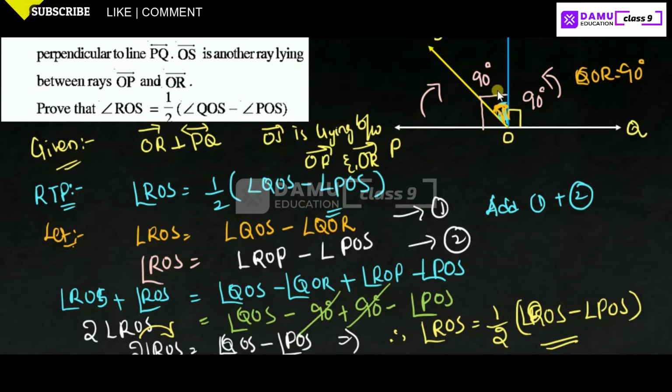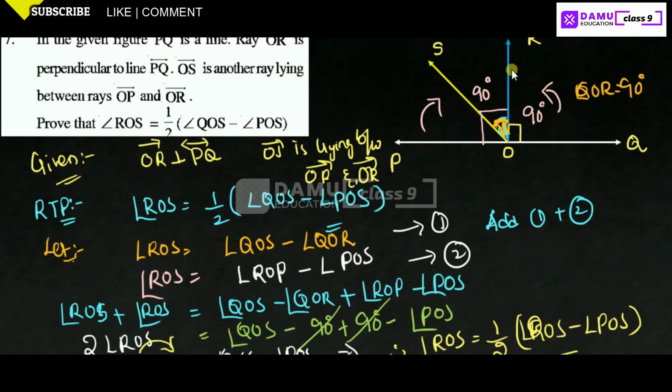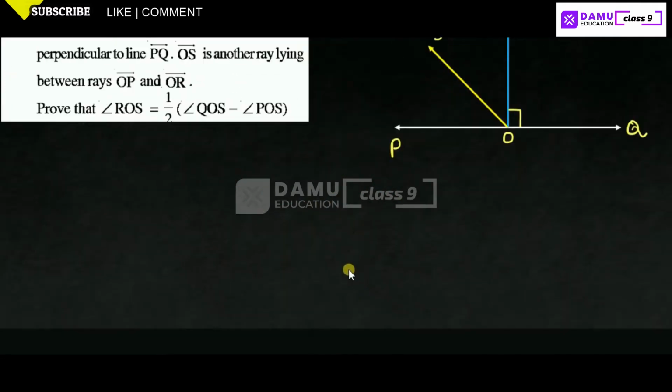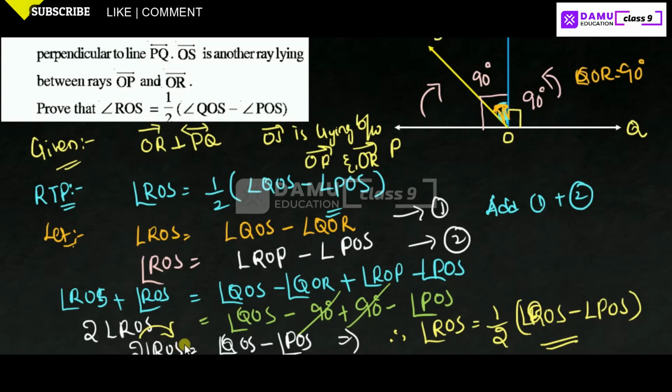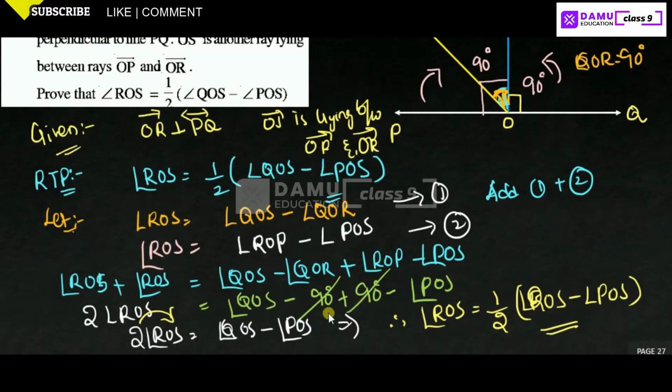So here we need to analyze the given figure. From the right side we are taking this angle and from the left side also we are taking this angle. So we subtract from the total. So here what you can get is 2 angle ROS will be equal to angle QOS minus angle POS. That is, angle ROS will be equal to half of the angle QOS minus angle POS. Like that we need to solve.